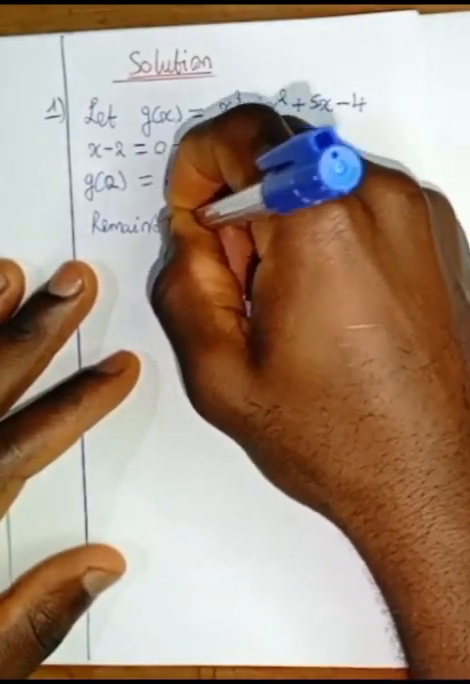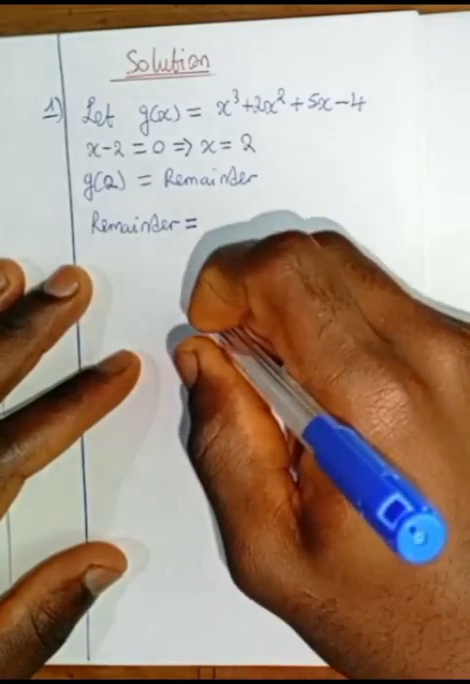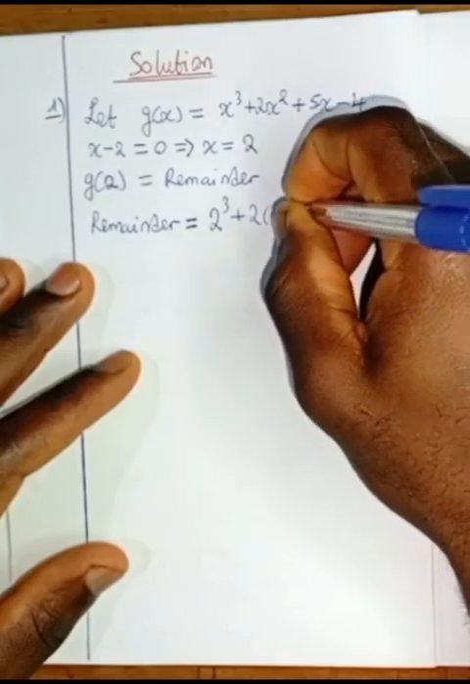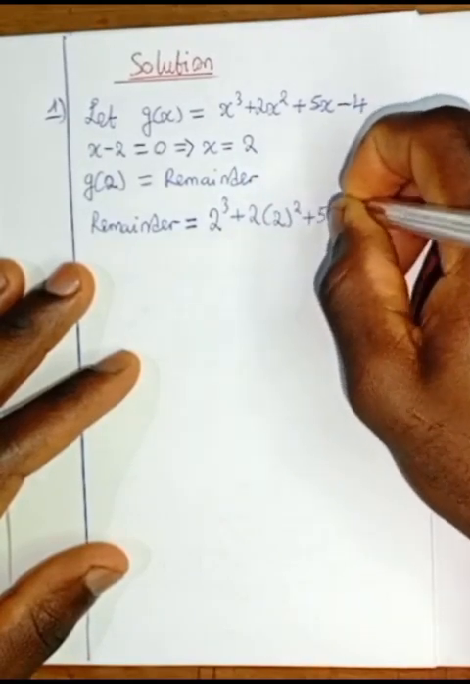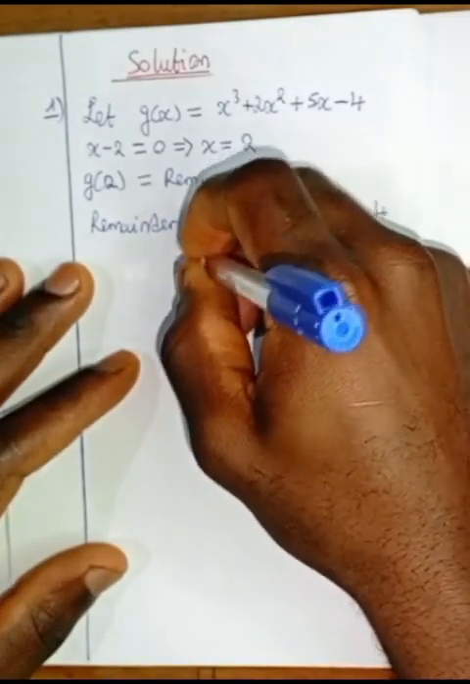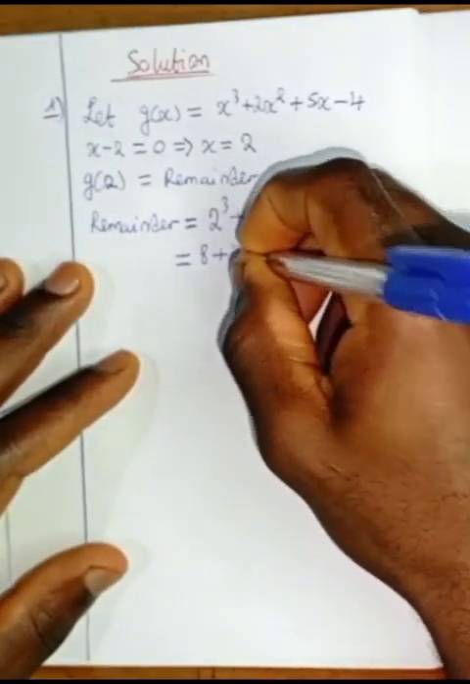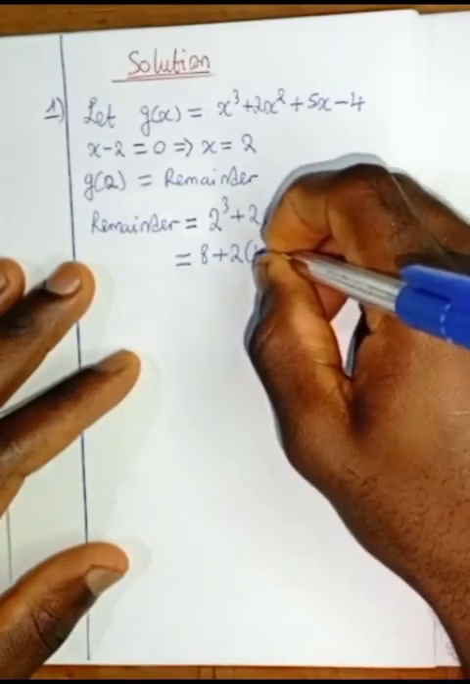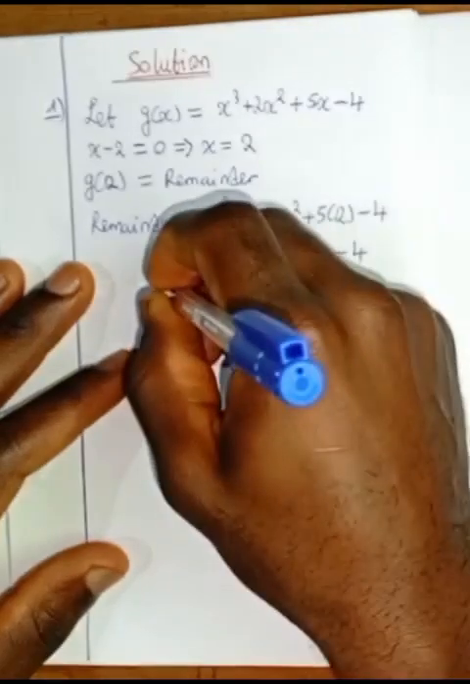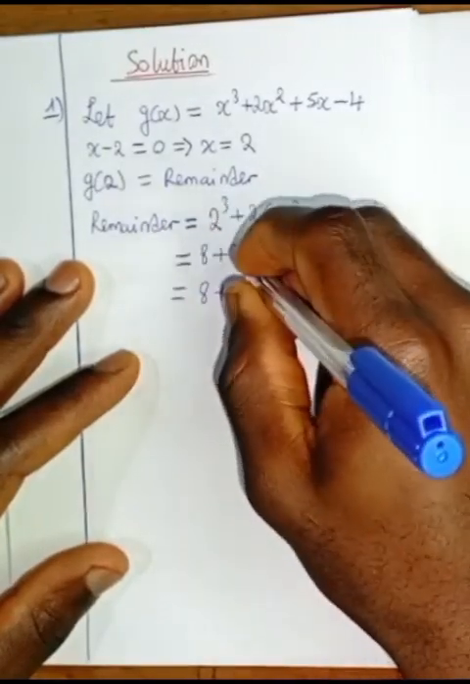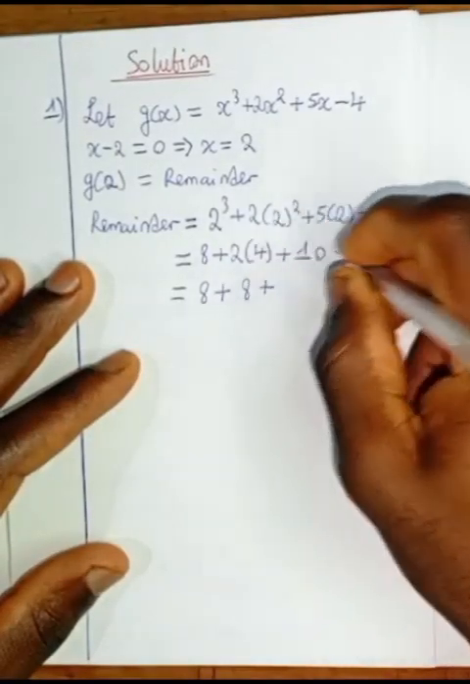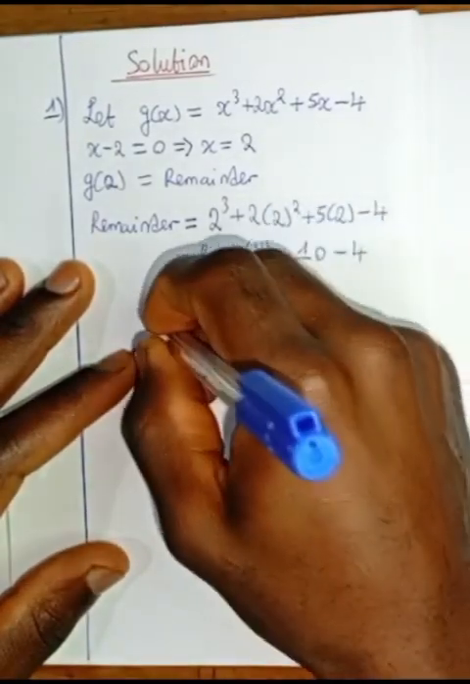will be equal to, we go to the polynomial g of x. Anywhere we see x, we replace x with 2. 2 cubed plus 2 times 2 squared plus 5 times 2 minus 4. This will simply be equal to 2 cubed gives us 8, plus 2 times 2 squared, 4, plus 5 times 2 gives 10, minus 4. So this will be equal to 8 plus 2 times 4 gives us 8, plus 10 minus 4 gives us 6.